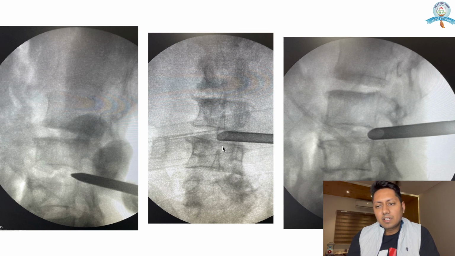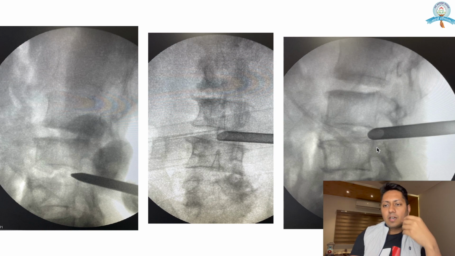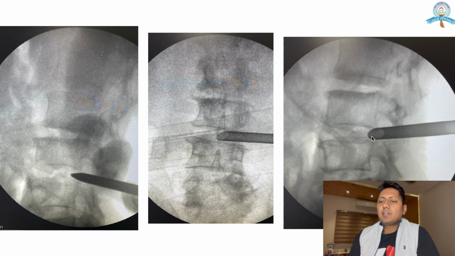In the AP view the cannula is going up to the midline, and in the lateral view the cannula is half in and half out. Now I have purposefully placed my cannula so superficial in this case because I do not want to disturb this disc. It is only this amount of bulging disc which is causing the pathology.